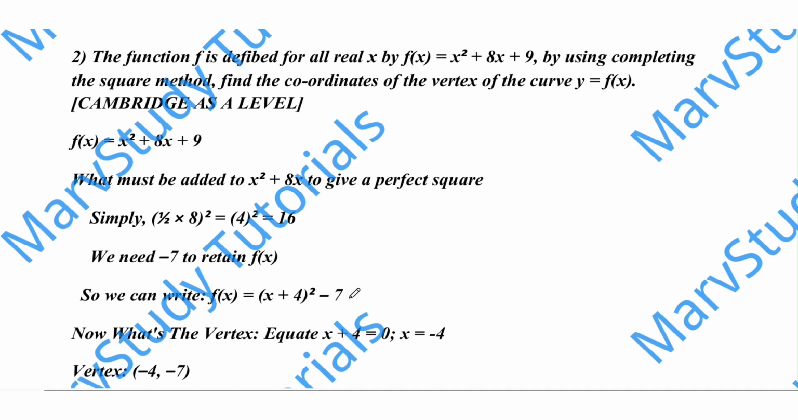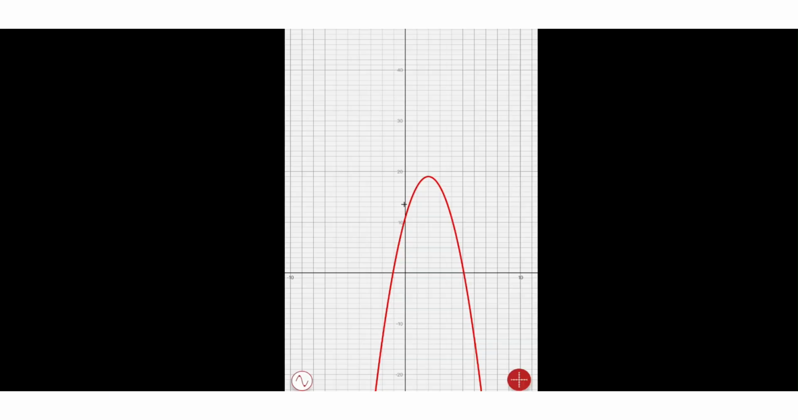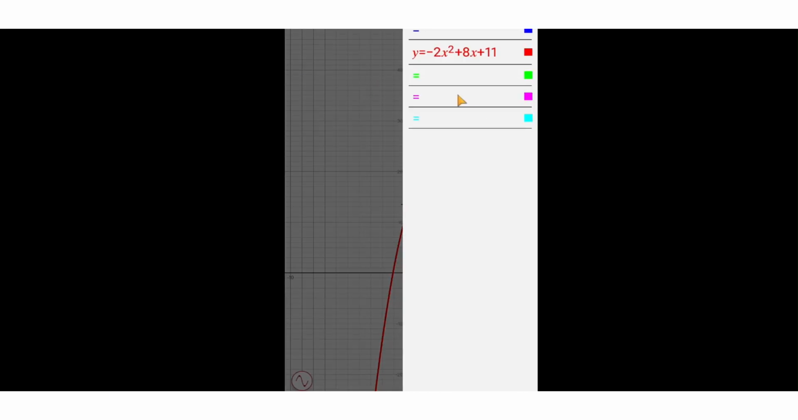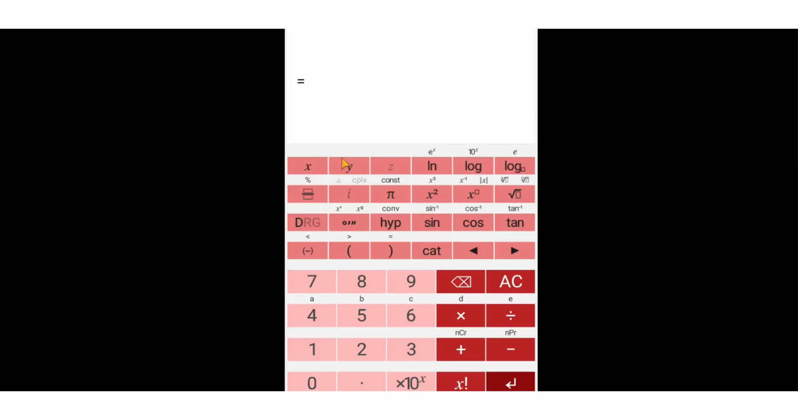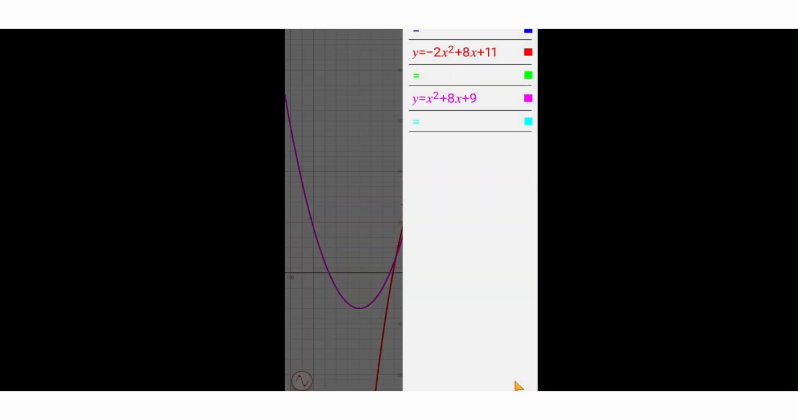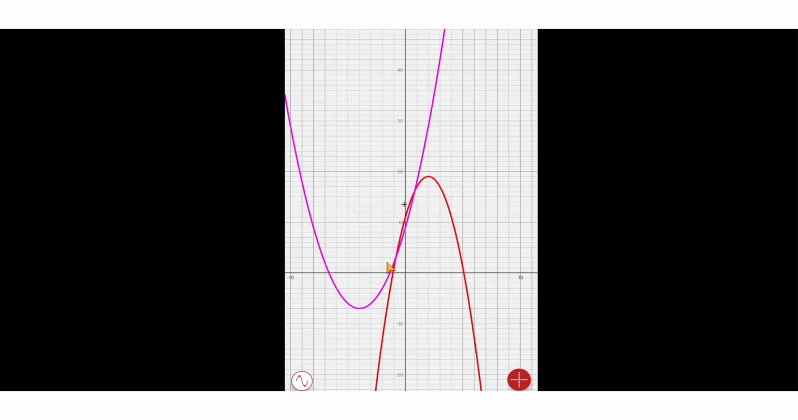Now let me show you the graph. Let us see how the graph of x squared plus 8x plus 9 actually looks. Please, it is the purple one. So we're going to look at x squared plus 8x plus 9. So it's the purple one, please. So you can see, so easy.